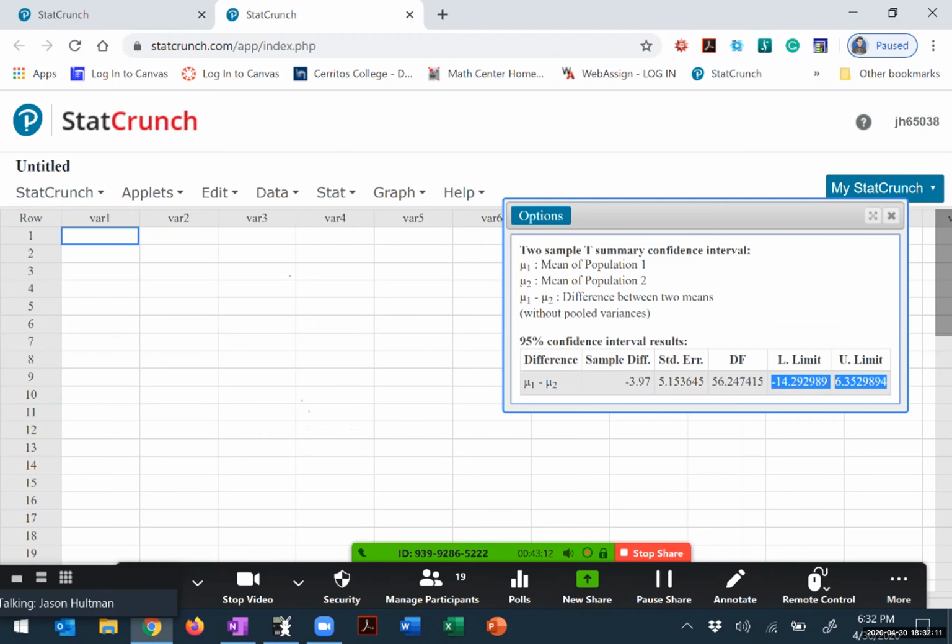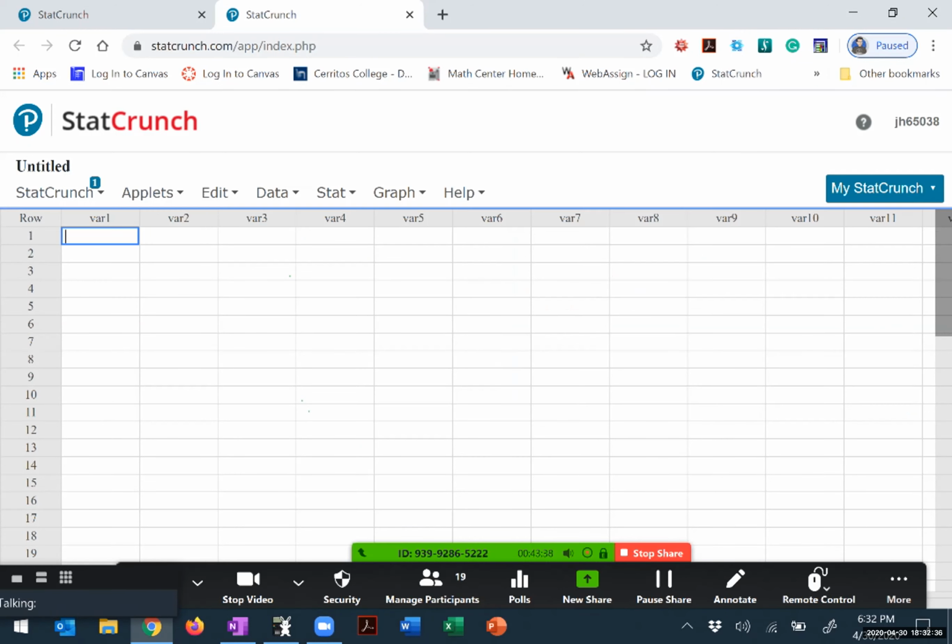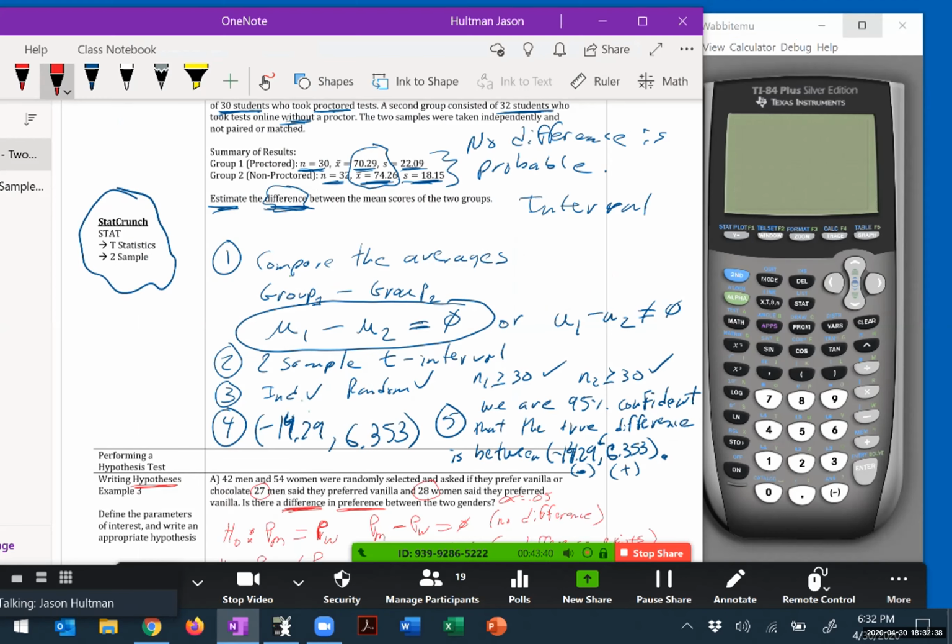My lower limit was negative 14.293, and my upper limit was 6.352. So that's how you do that on StatCrunch. Okay, same results as before. Now, we really only care, is 0 a part of this interval? Yes, then there's no significant difference between the two populations.